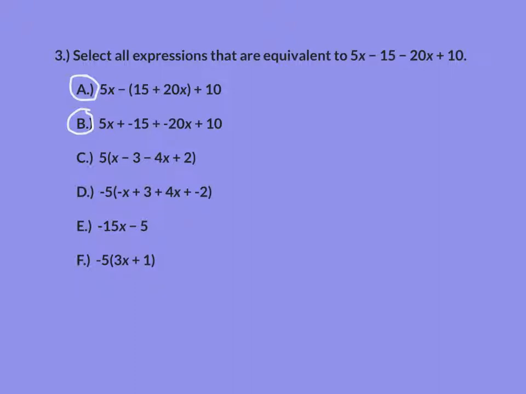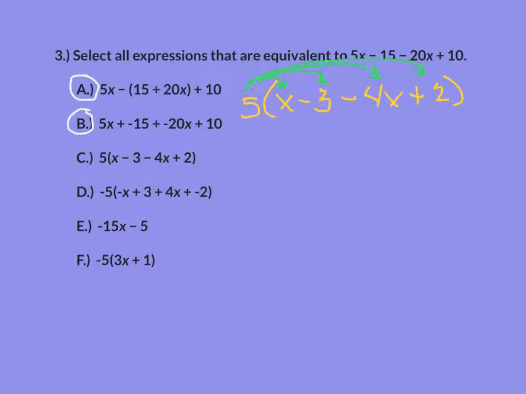Next, moving on to C. Okay, well, what does C give us? C, we have 5 times the quantity of x minus 3 minus 4x plus 2. Okay, so that means I'm distributing. Isn't this fun? Lots of woos there.